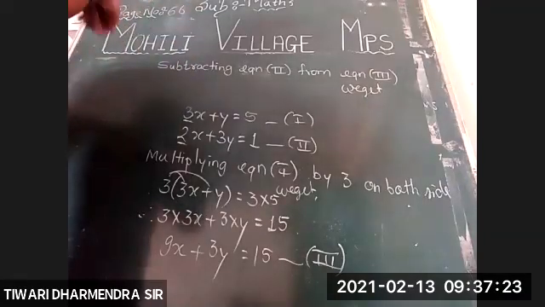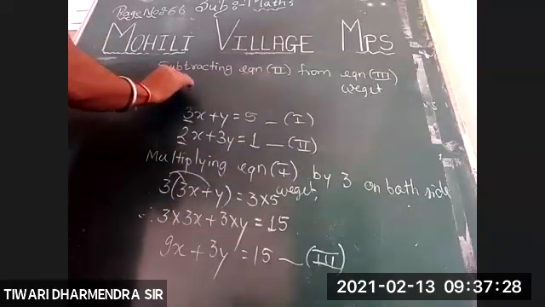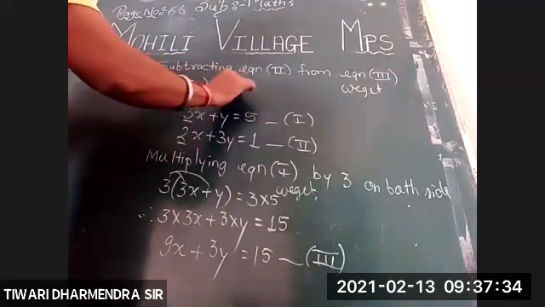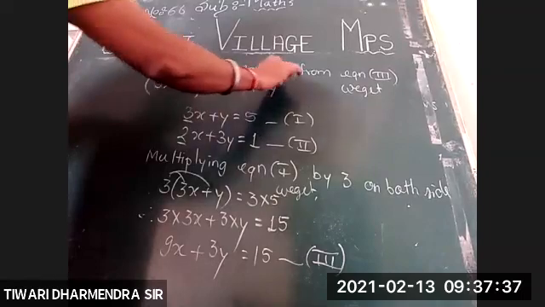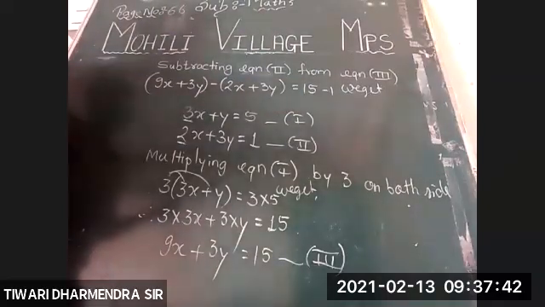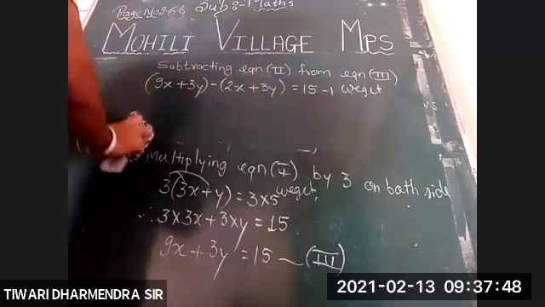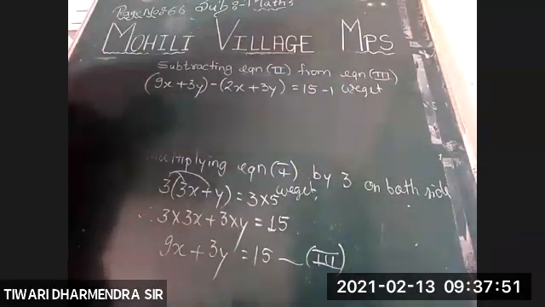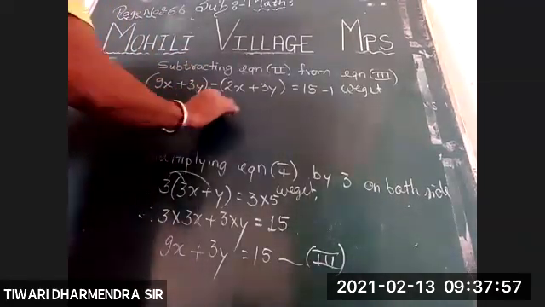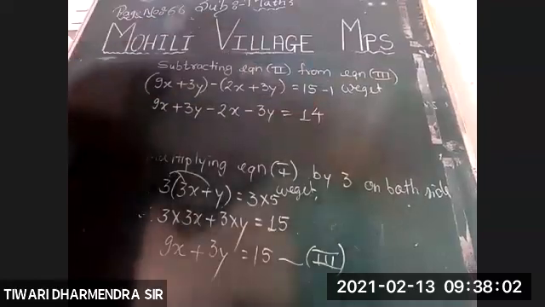So I'll be taking the horizontal method. Subtracting 2 from 3. So write 9x plus 3y, this is my left hand side, minus of 2x plus 3y is equal to 15 minus 1. Hope you have understood this. So after opening the bracket, you will be getting 9x plus 3y minus 2x minus 3y is equal to 15 minus 1 is 14. This is also clear.